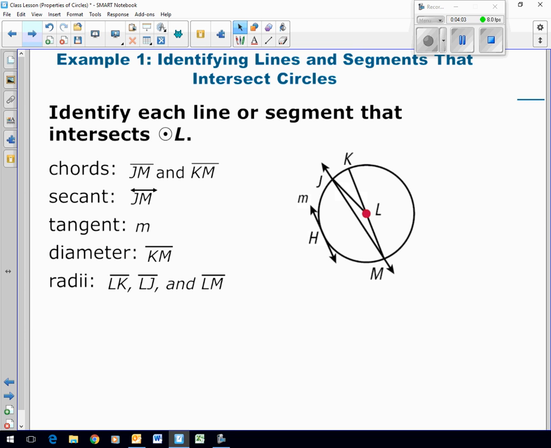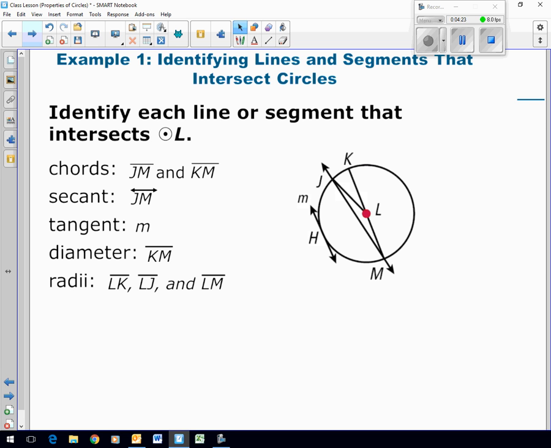Identify each line or segment that intersects circle L. I gave you the answers up here. Chords: JM and KM are both chords.